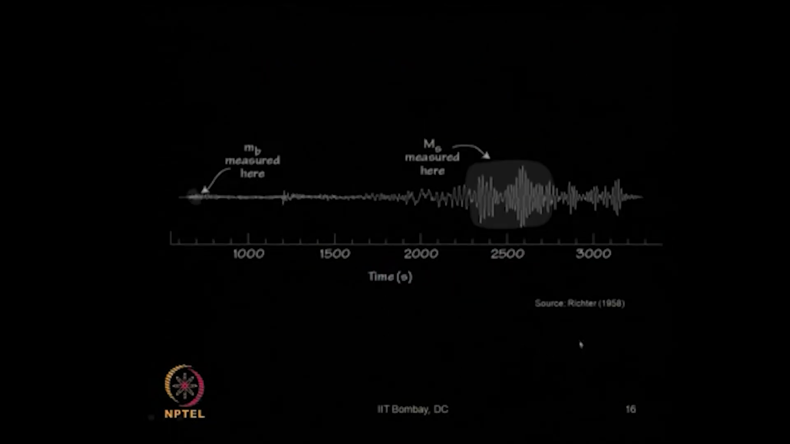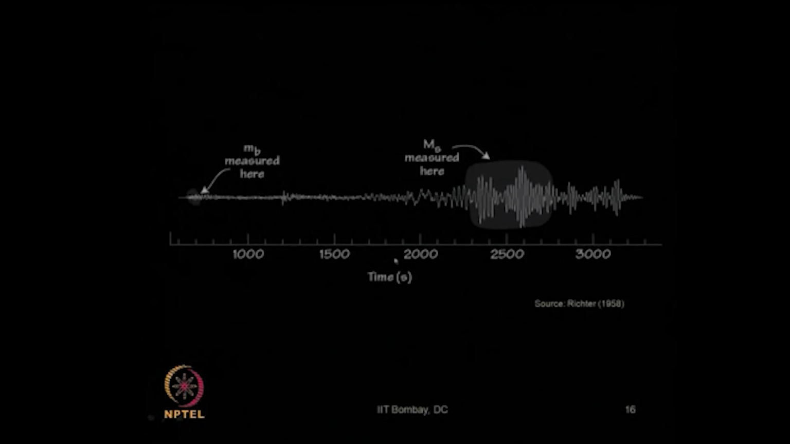So, this is the Richter's estimation, you can see from this scale. This is measured time in second unit. You have MB. If you want to calculate the earthquake magnitude in MB scale, that is the body wave magnitude scale, you should use this region, right, where P wave is arriving and P wave amplitude and etc.